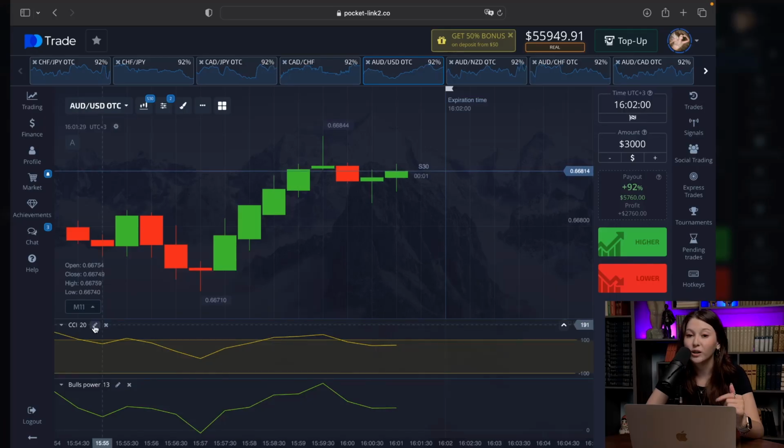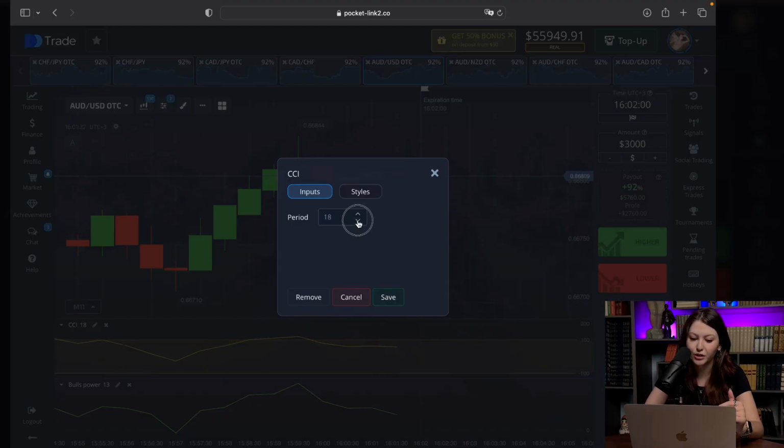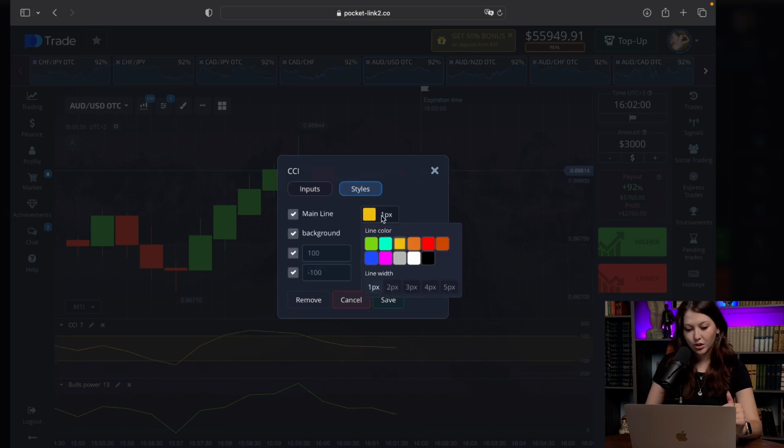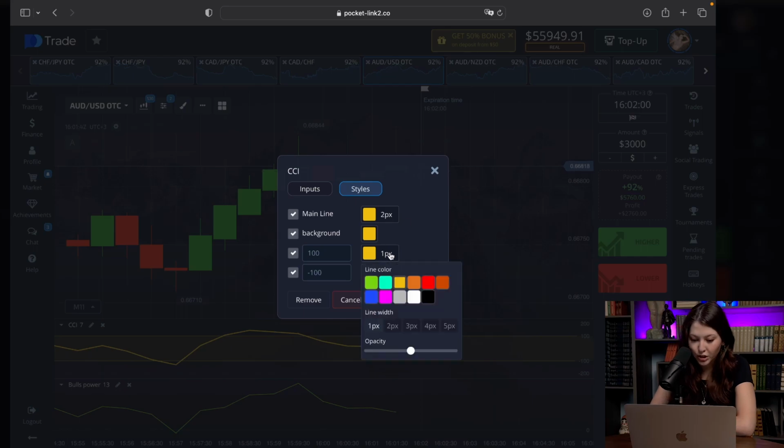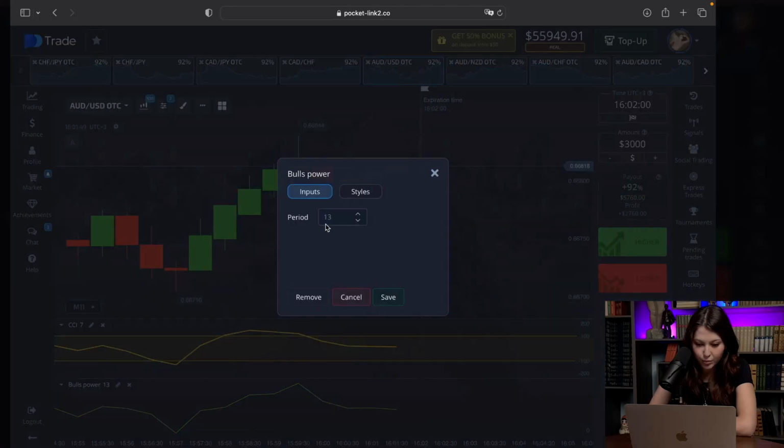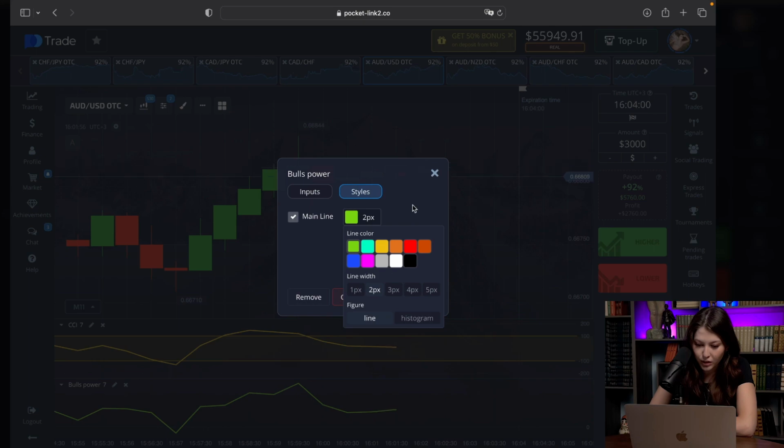So first of all, we correct them a little bit. We're gonna change the period here to 7, and here we're gonna change the styles too. So we're changing it. Don't forget to press save. Sometimes I forget about that. And the Bulls Power we're changing to period 7 too, so we have the exact same moments in our indicators. So we'll save it now.